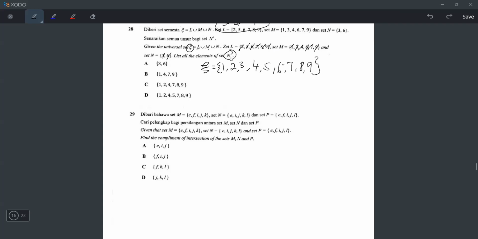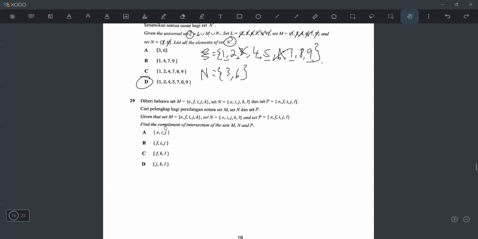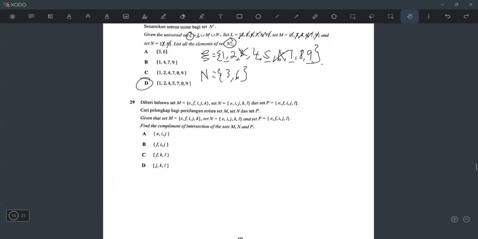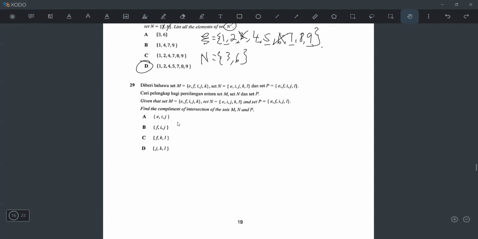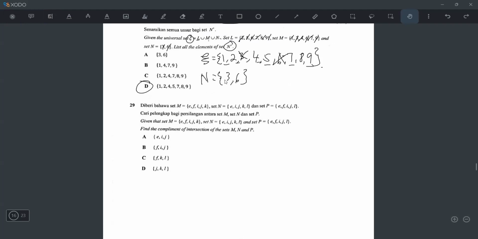But they say list all the elements of set N complement. But we all know set N is 3 and 6. But what is N complement? It means take everything except N. N complement means everything except N. So don't want 3 and don't want 6. So the answer is 1, 2, 4, 5, 7, 8, 9. So the answer is D. Okay. Because the apostrophe here means complement. Pelengkap, I think in Bahasa Melayu. So the complement is, just don't take 3, 6.